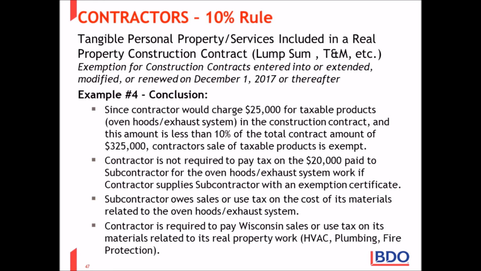So what would happen if the contractor didn't give the subcontractor an exemption certificate? What would the subcontractor do? If the subcontractor does not receive an exemption certificate from the general contractor, they would not treat it as qualifying for this exemption under the 10% rule. You would basically be considered selling personal property to the general or prime contractor, and the subcontractor would charge tax on their $20,000 to that general contractor.